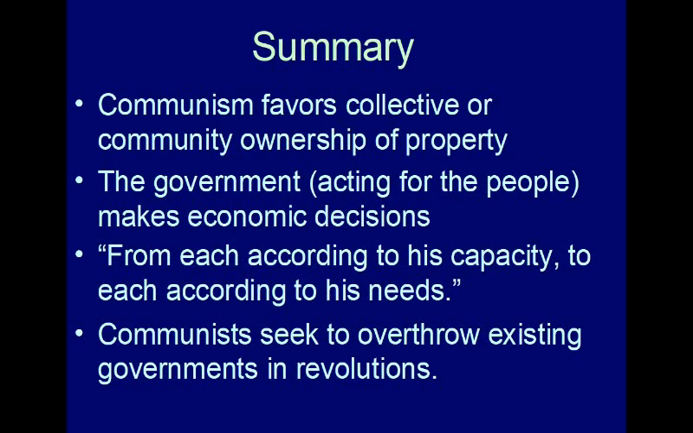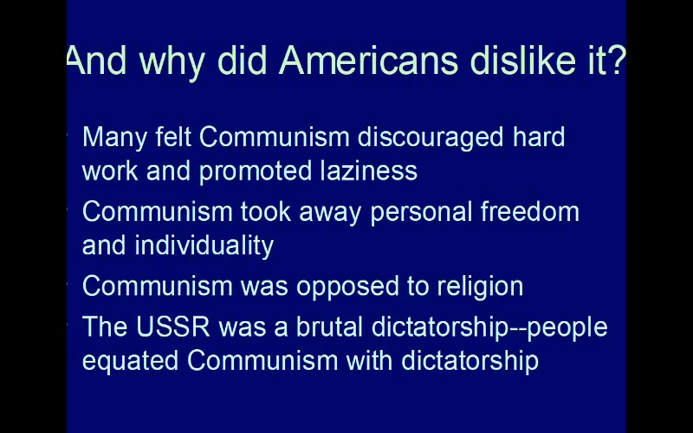Communism favors collective or community ownership of property. Well, communists seek to overthrow existing government in revolution. Well, this is a typical sentence that you had to remember when you studied the famous October Revolution in Russia in 1917. And why did Americans dislike it?